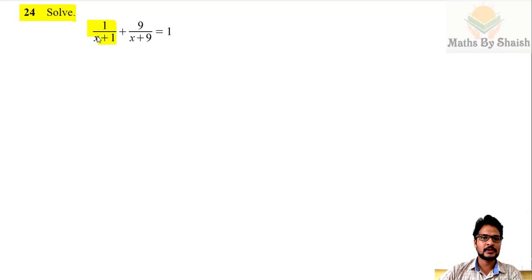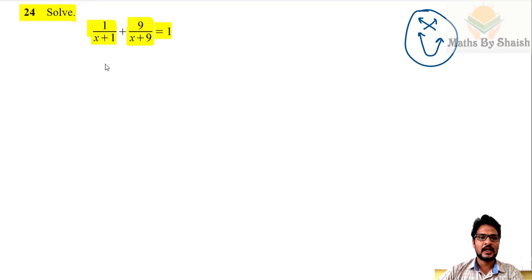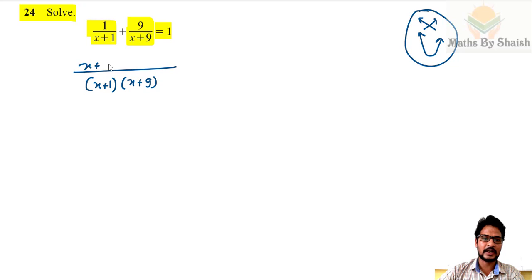1 over x plus 1 plus 9 over x plus 9 is 1, and we need to solve it. So we have the algebraic fraction. We will use the smiley method. Smiley method means we multiply the numerator and then we do the cross multiplication. And we will see this can be written as x plus 1 into x plus 9, denominator with denominator, and then cross multiplication. 1 into x plus 9 is x plus 9 plus 9 times x plus 1 equals 1.